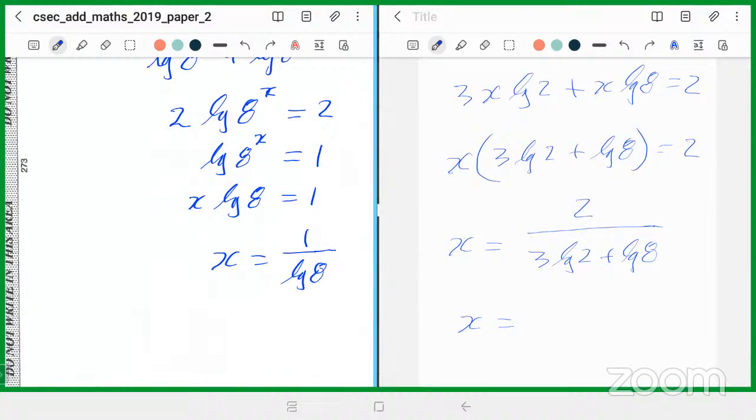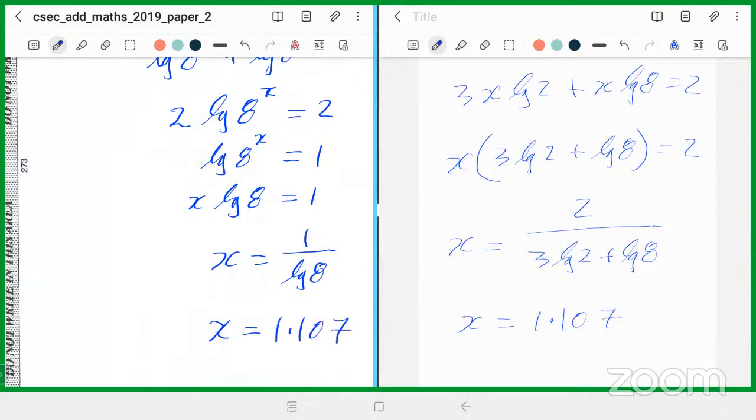Yes, sir. 1 point. 1 point what? 107. Come again? 107. 1.107. It's the same thing, isn't it?